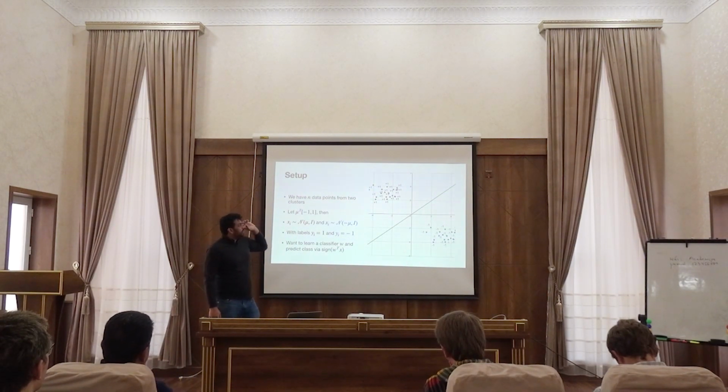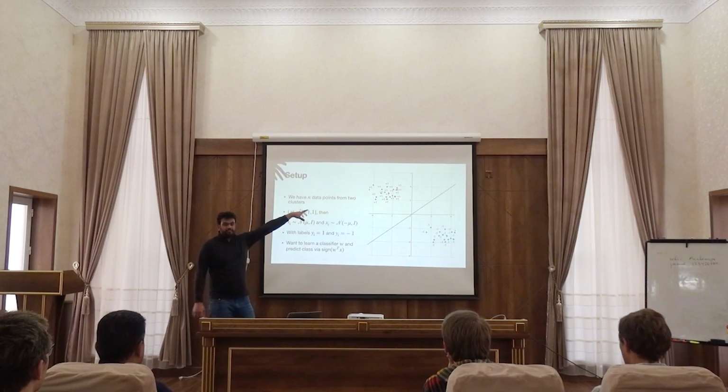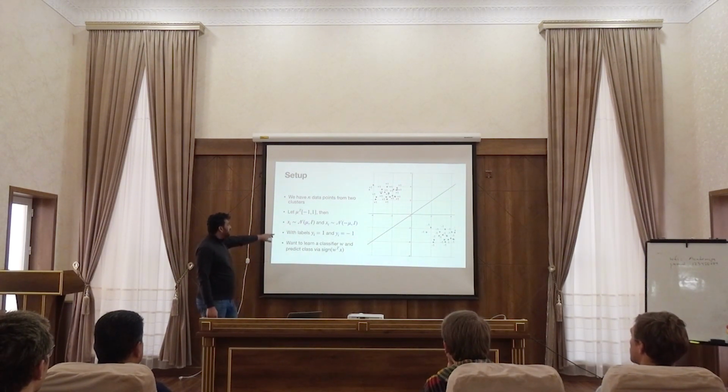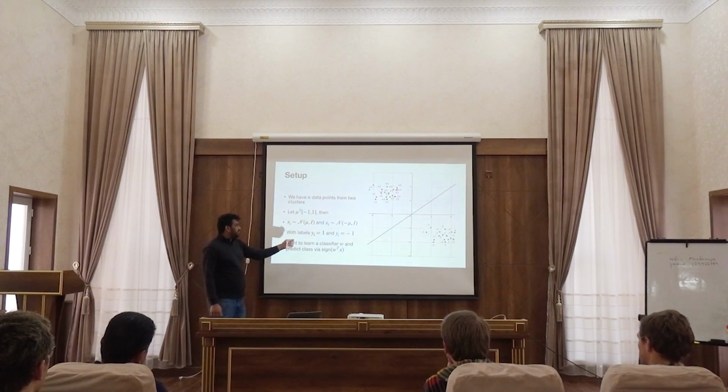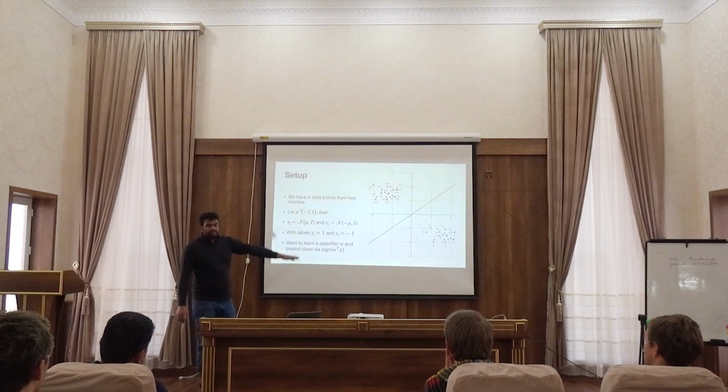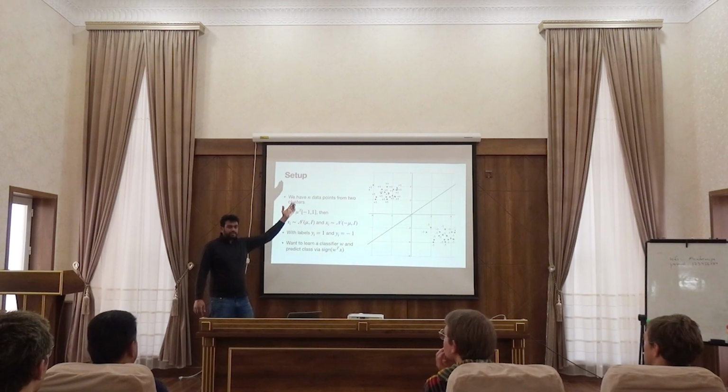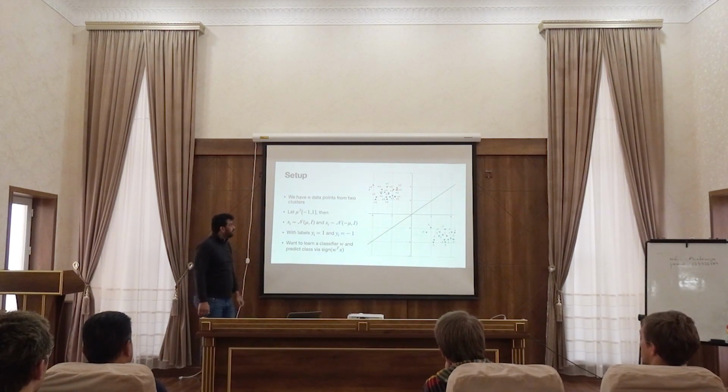So imagine we have two clusters of data points. You have the plus ones in red, you have the negative ones in blue. They both come from, say, Gaussians with mean mu for the plus ones, mean negative mu for the negative ones. And you just have labels one and negative one. And you want to learn a linear classifier. You predict the sign by just doing W transpose your point, and then take the sign. So if it's positive, you say plus one, negative, negative one.